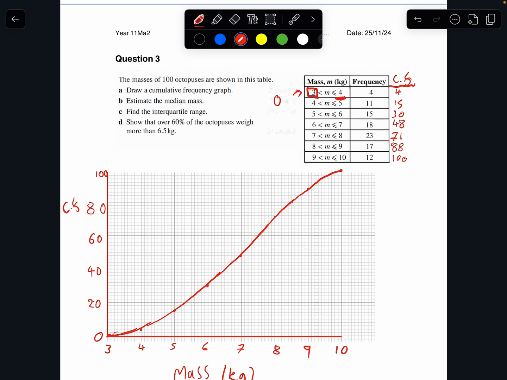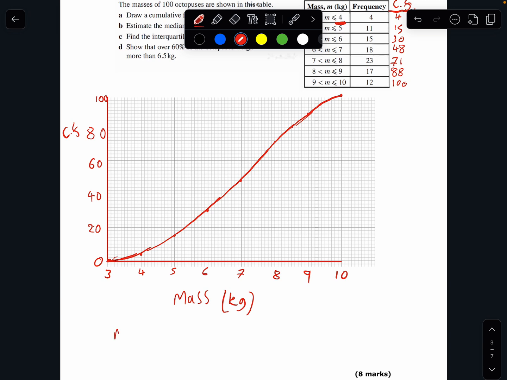Something like that is how our cumulative frequency should look. Okay, so that's part A done. Part B, we're looking for the median mass. If there's 100 octopuses, the median position is going to be 100 divided by 2.